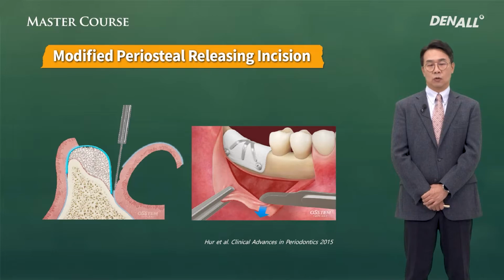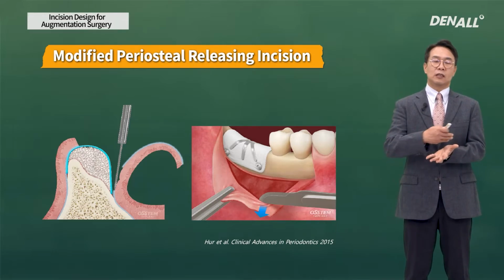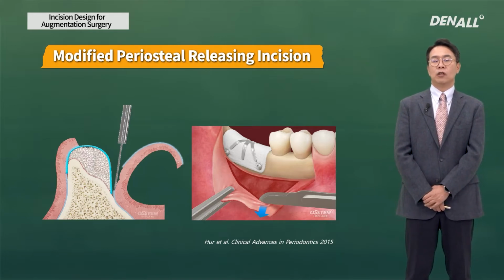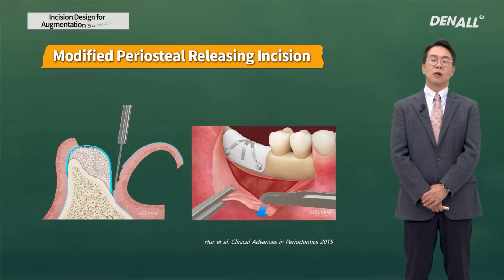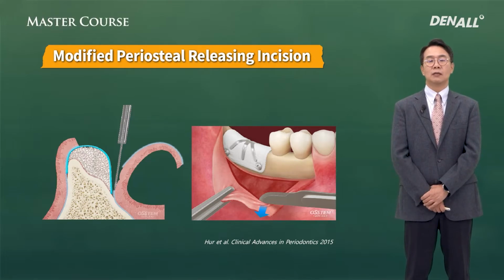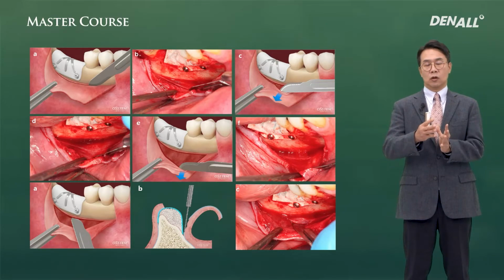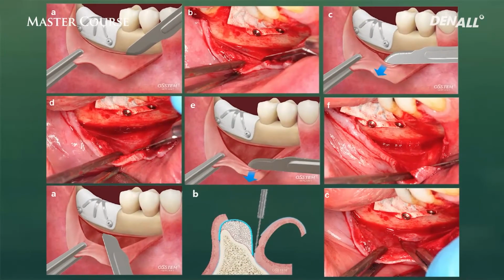To reduce the complications, periosteum is not cut completely, but it is dissected instead. So this is the modified periosteal releasing incision. It's a type of double flap. GBR is done, and periosteal releasing incision is not done here. The area is dissected instead, as you can see.